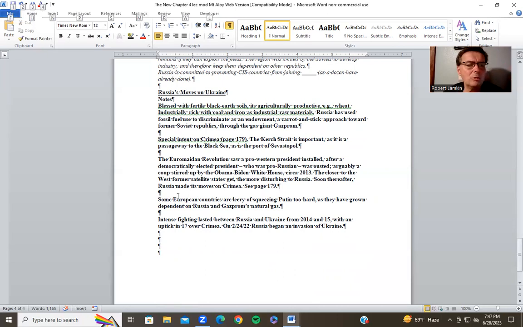Discrimination via fossil fuel was used as an endowment, as a carrot and stick toward the former republics through Russia's gas giant Gazprom. And then, of course, special interest, the Crimean Peninsula, figure 526. When you take a look at the map, the Crimean Peninsula has the Kerch Strait, which is very important. It's a passageway to the Black Sea, as is the port of Sevastopol.